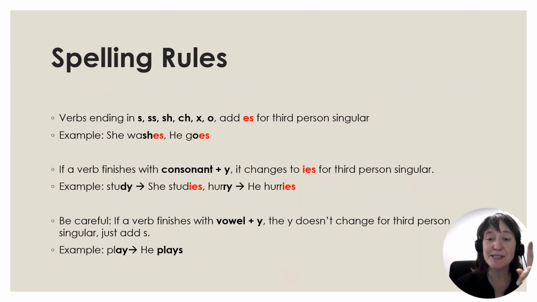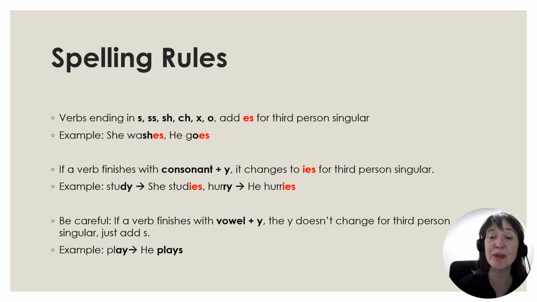There are some spelling rules to be aware of. So when verbs finish with S, SS, SH, CH, X, or O, we should add ES to the third person singular. For example, she washes. If we don't add an ES there, we have too many consonants together. So it's important that we add ES. Another example is the verb go. Go finishes with O, so we add ES.